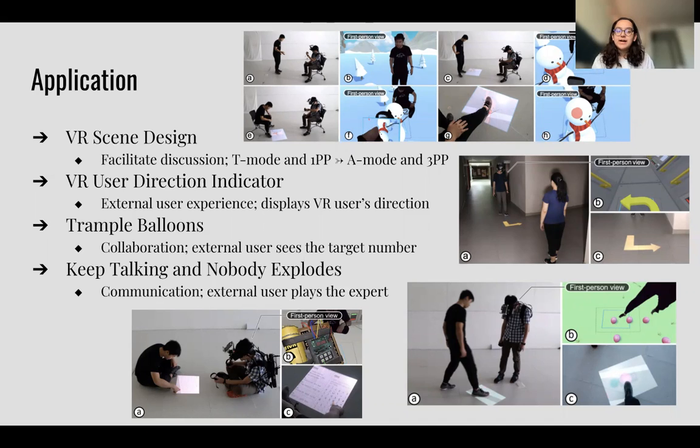The next and last one talks about communication. Keep Talking and Nobody Explodes is apparently an adaptation of a VR game. It talks about how the VR user sees a bomb in their virtual environment, and the external user is given a manual to defuse the bomb. Based on the description of the VR user, the external user is going to help them defuse the bomb.